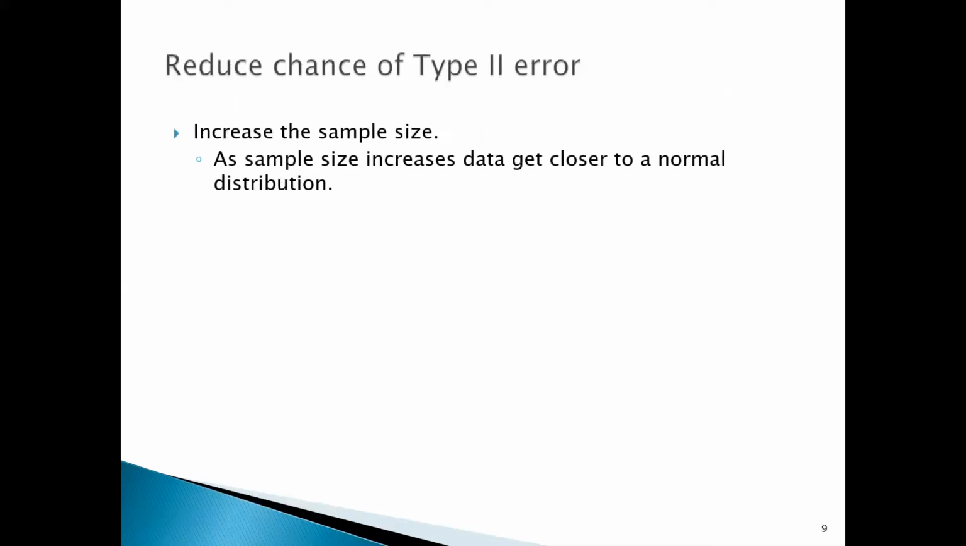To reduce the chance of a type 2 error, you want to increase your sample size. So that's why bigger studies with larger populations, people feel more confident about. If they're matched well and they're a large population, the sample size, as it gets larger, the data gets closer to a normal distribution, so it becomes more reliable in that way.